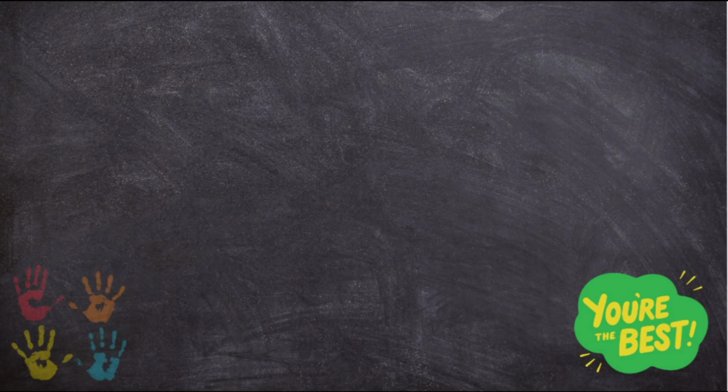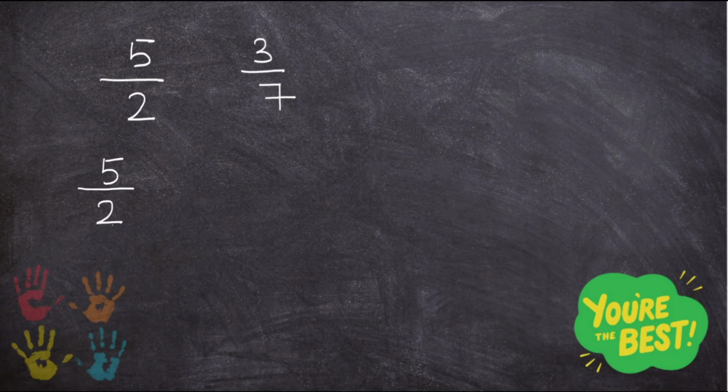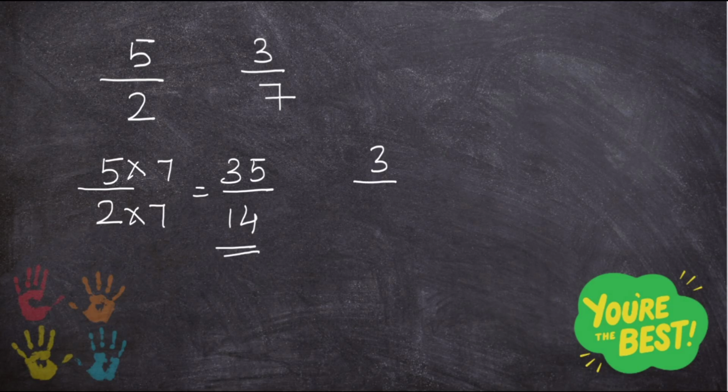I'll take one more example over here, which is 5 upon 2 and 3 upon 7. First step over here is to take the first fraction. What is it? 5 upon 2. What am I going to do? I am going to check the denominator of the second fraction. Who is it? 7. So I'll multiply both numerator and denominator by 7. Now multiply. 5 times 7 gives you 35 and 2 times 7 gives you 14. Got one equivalent fraction.